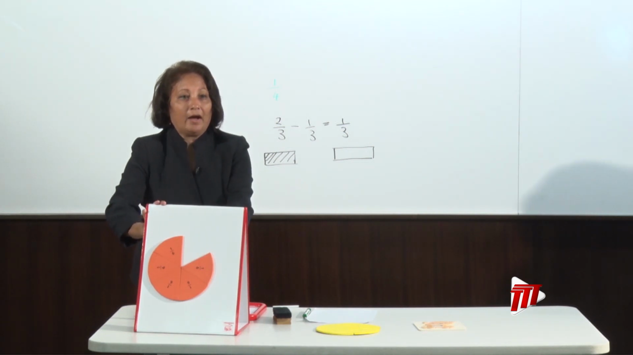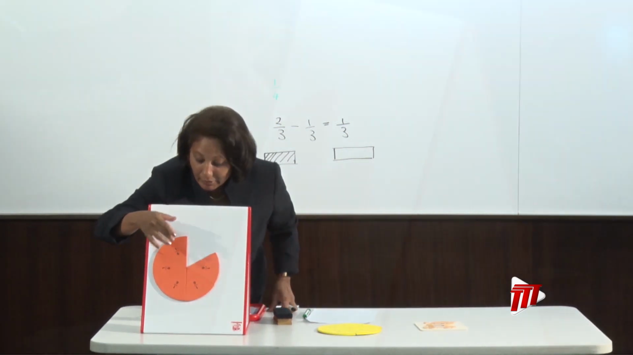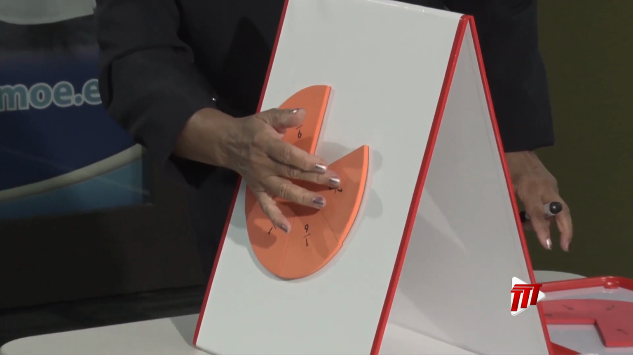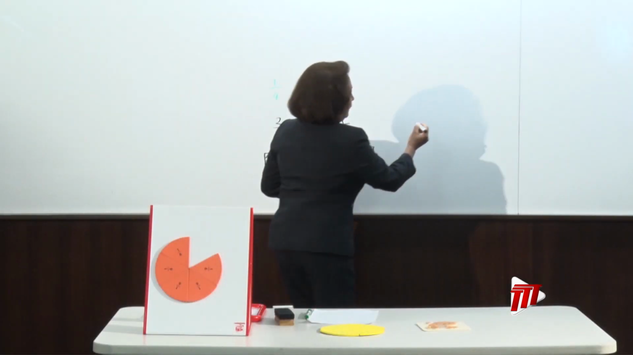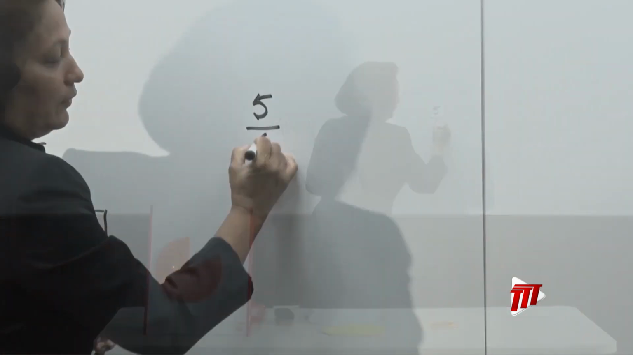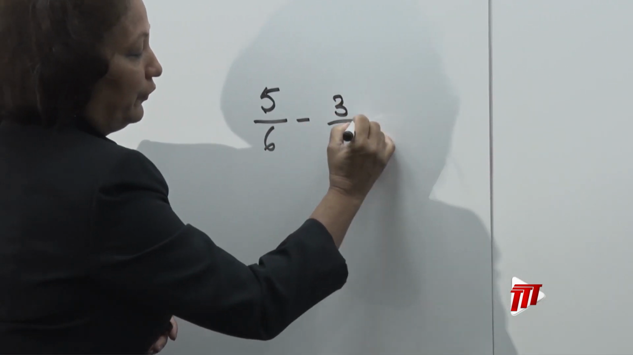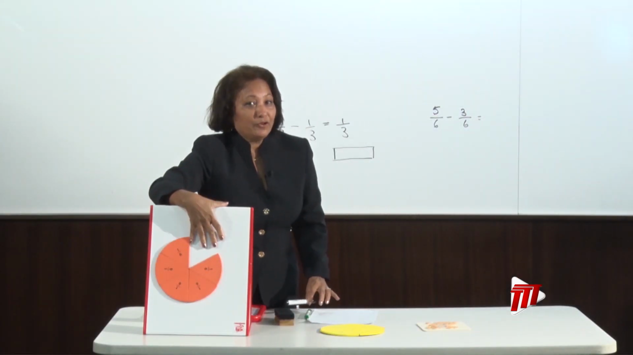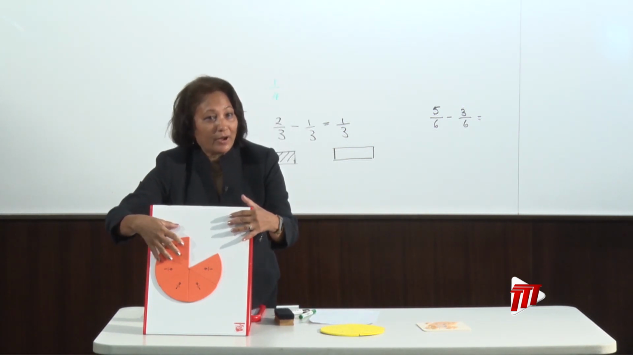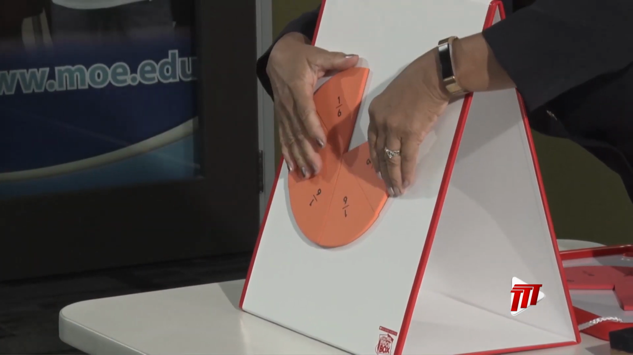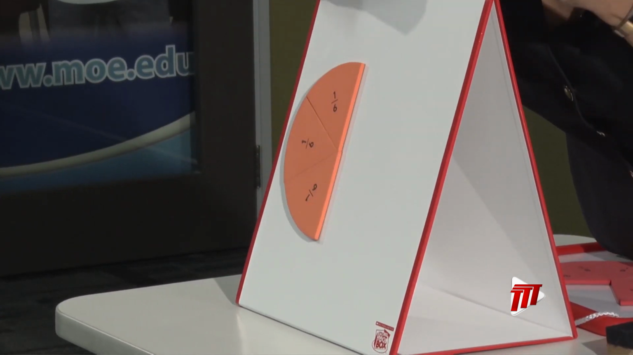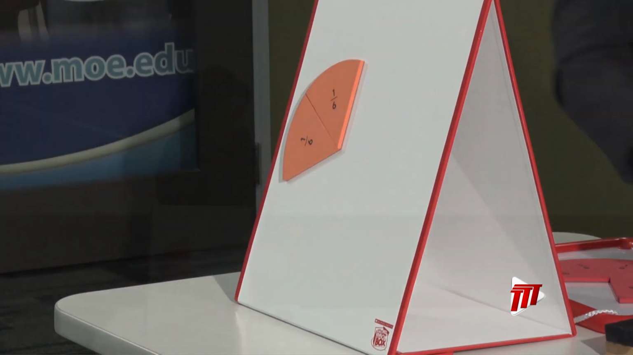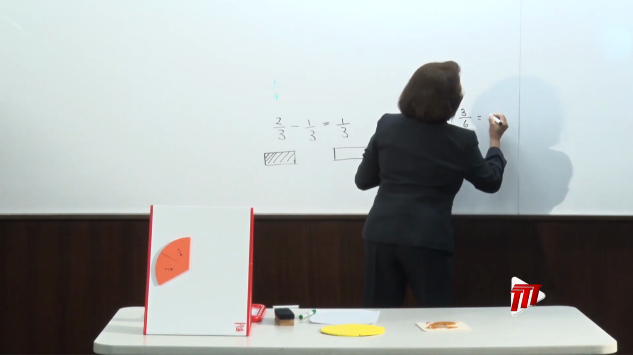Here, I have 5/6. You see 1/6 is missing. If we count it, we're going to get 1, 2, 3, 4, 5, 6. So my question here is we have 5/6 minus 3/6. What would my answer be? In this situation, it's easy because I already have my 5. And what I'm doing is I'm taking away 3, 1, 2, 3, and I'll be left with 2/6. So my answer here would be 2/6.